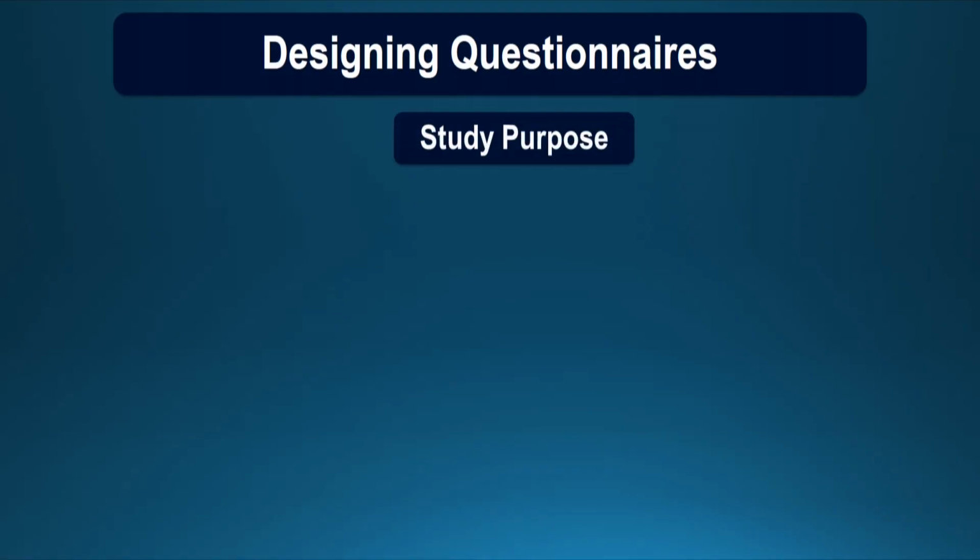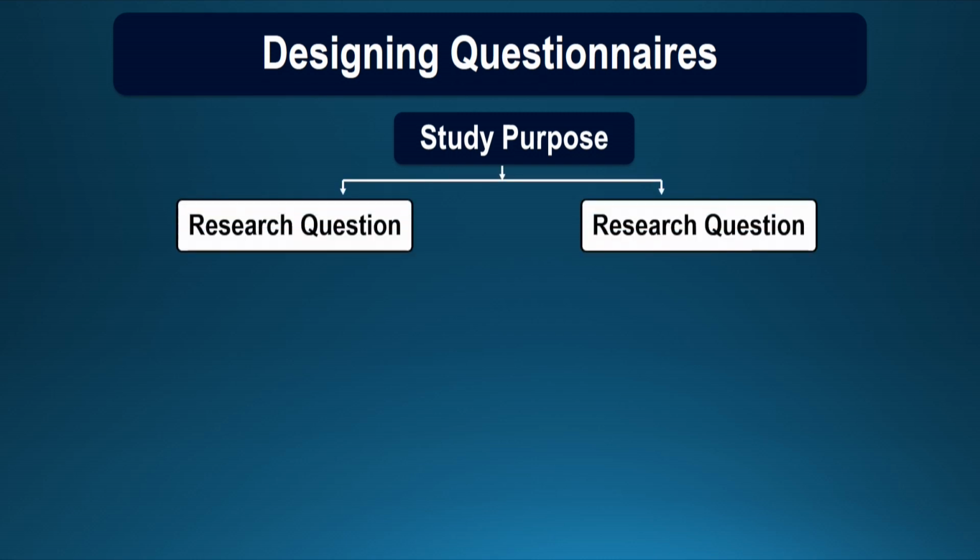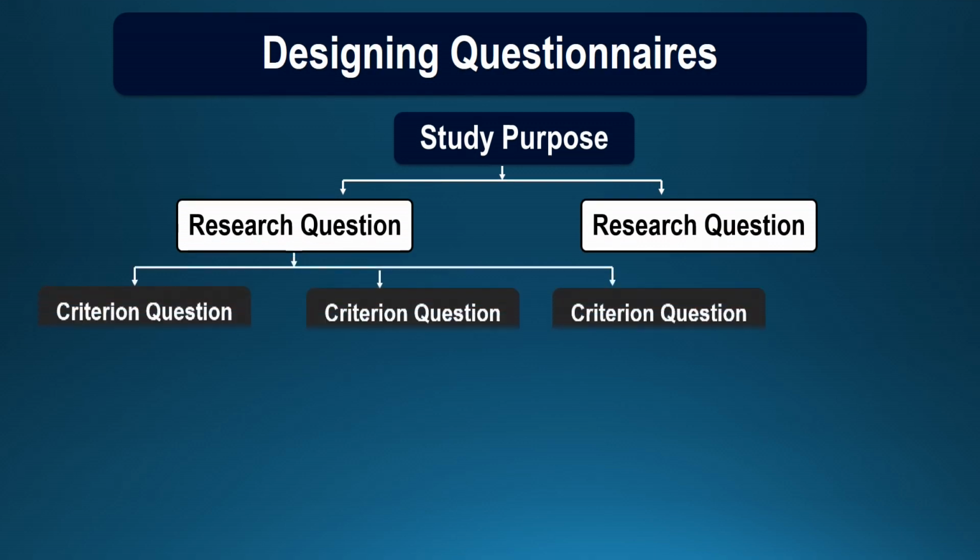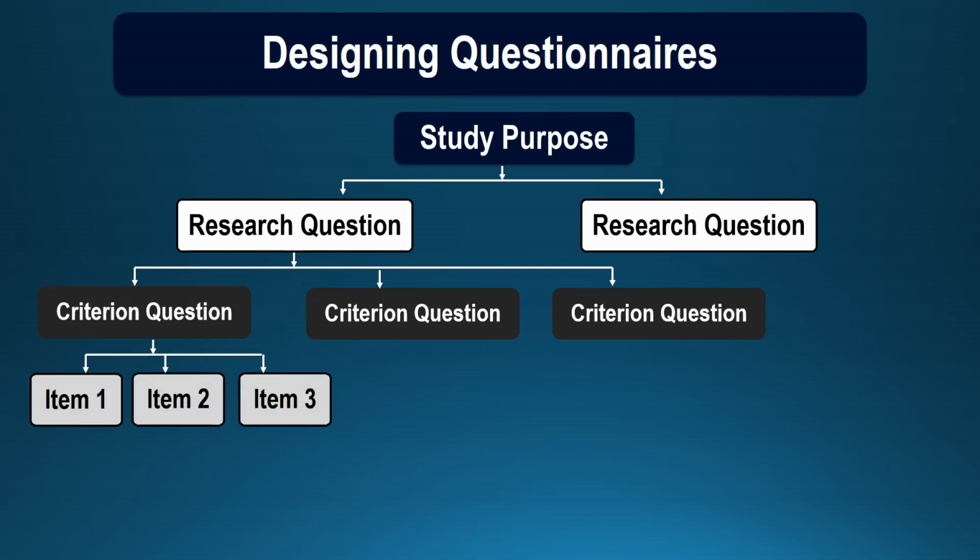In this part of the program, we'll see how a questionnaire is designed. The very first step in designing a questionnaire is to arrive at the content of the questionnaire, and that would require stating the study purpose, breaking the purpose into research questions, breaking down the research questions into the criterion questions, and for each criterion question, items or questions need to be prepared.